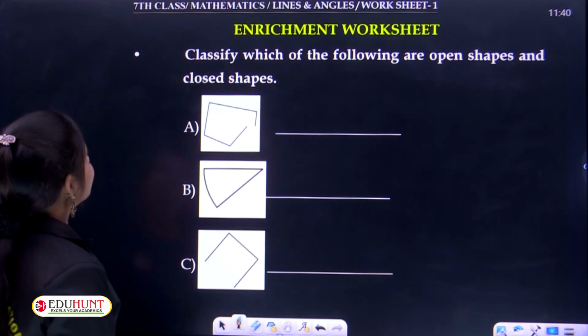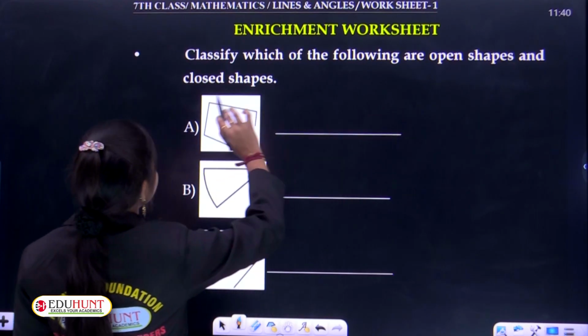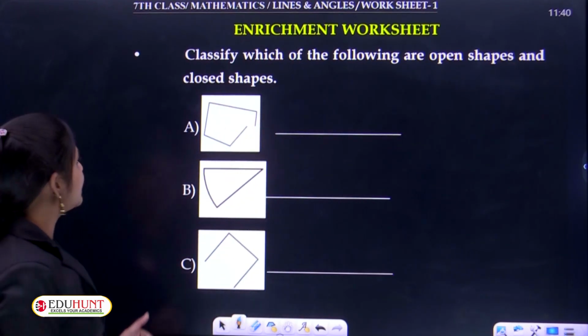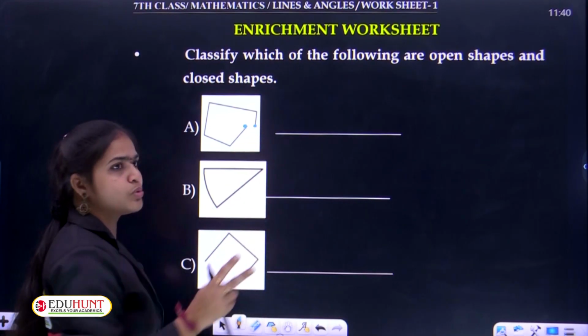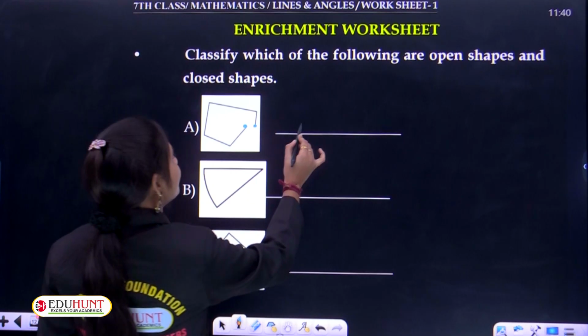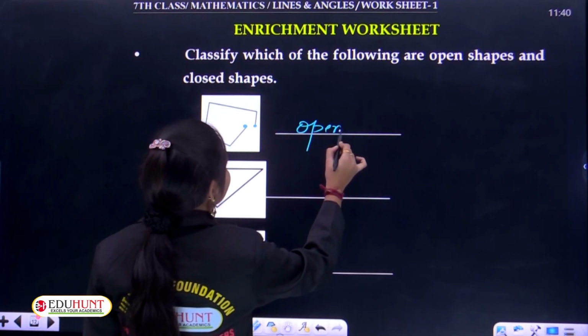Okay, ma. Just say that. Classify which of the following are open shapes and closed shapes. Open shapes means simply a starting point and an ending point, and those two are different. Then we will call that one an open figure.